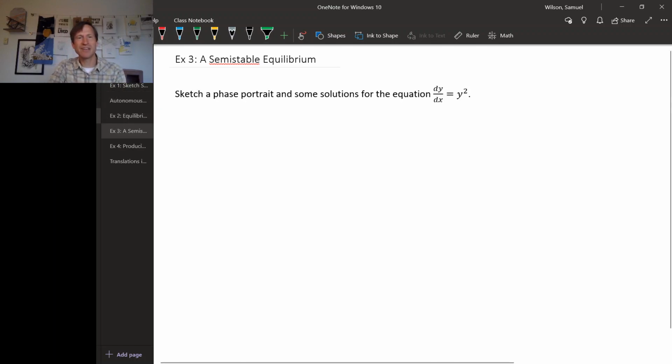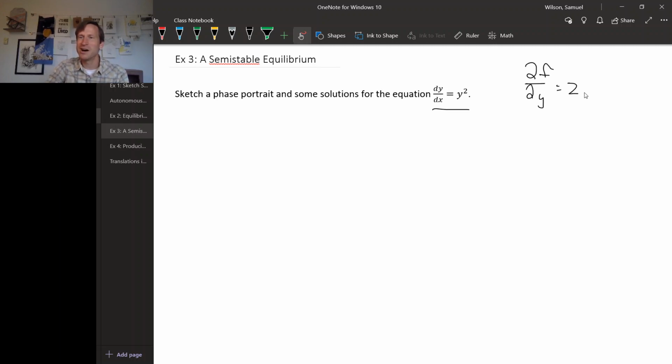So just to see how that works out, let's sketch a phase portrait and some solutions for this differential equation, dy/dx equals y squared. Our existence and uniqueness theorem does guarantee that we will have unique solutions for all initial conditions for this differential equation, because it's continuous everywhere, and our partial f partial y is 2y, and that's continuous everywhere in the xy plane. So let's find equilibrium solutions and sketch a phase portrait.